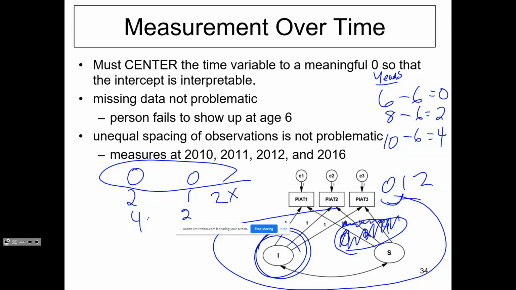I personally prefer the 0, 2, 4 because I just think it's easier to talk about a yearly slope versus a bi-yearly, or semi-yearly, whatever. So you get the idea.